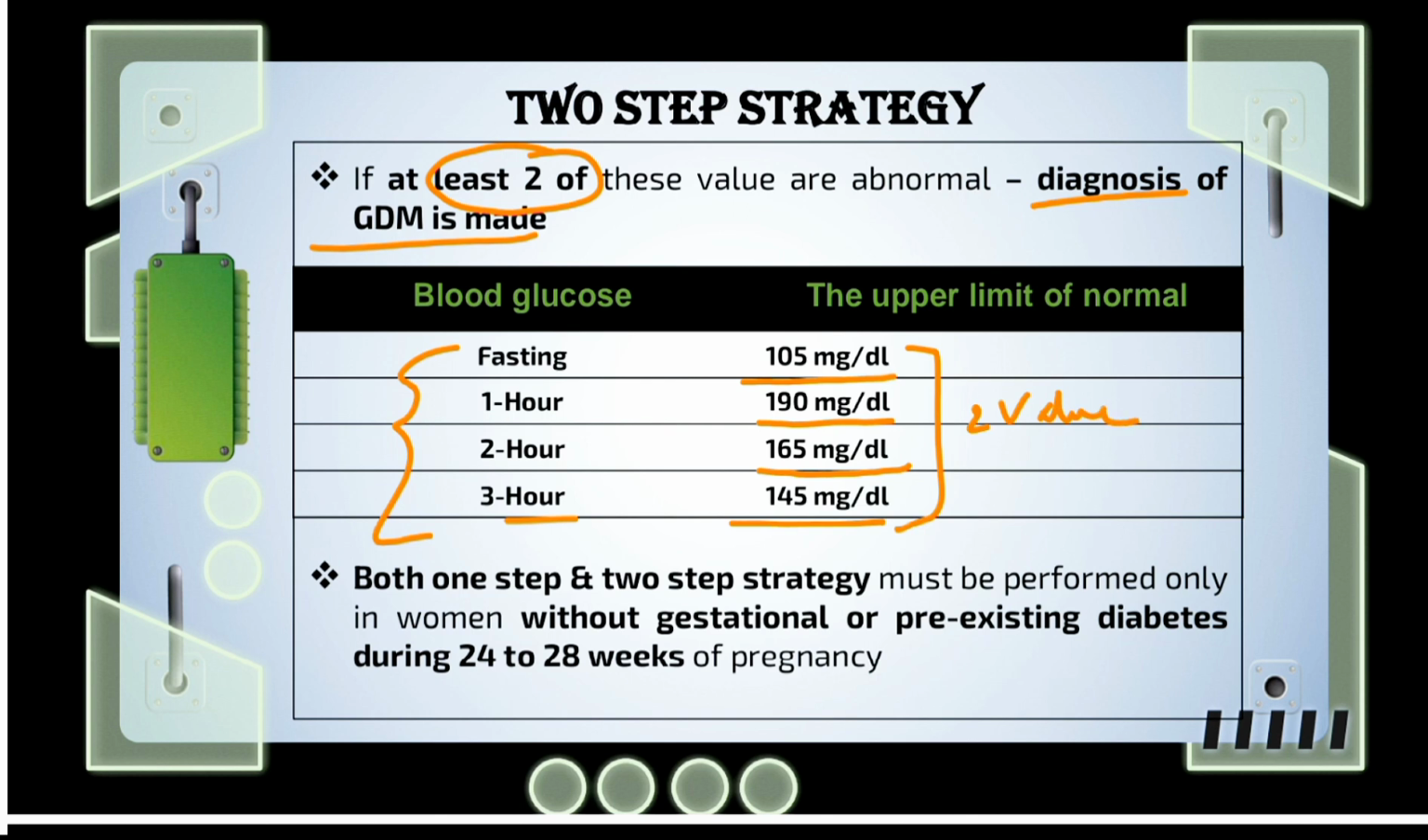Both the 1-step and 2-step strategies are only performed among women who do not have any gestational or pre-existing diabetes, during the 24 to 28 weeks of pregnancy.